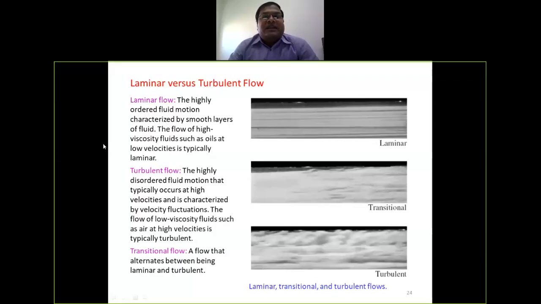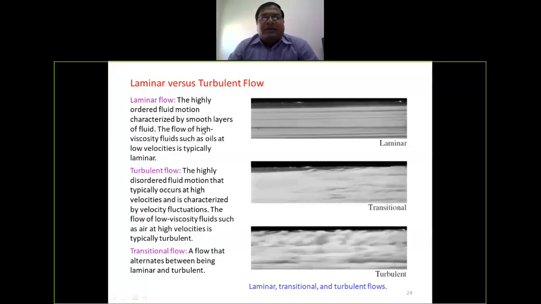So what is laminar flow? Highly ordered fluid motion characterized by smooth layers of the fluid. The flow of high viscosity fluids such as oil at low velocity is typically laminar. It means the fluid particles are flowing in one straight line, not crossing each other. They are flowing along one straight path without crossing each other. That flow is called laminar flow. Here the velocity is very low, they are flowing at a very low velocity, so you can say it is laminar flow.